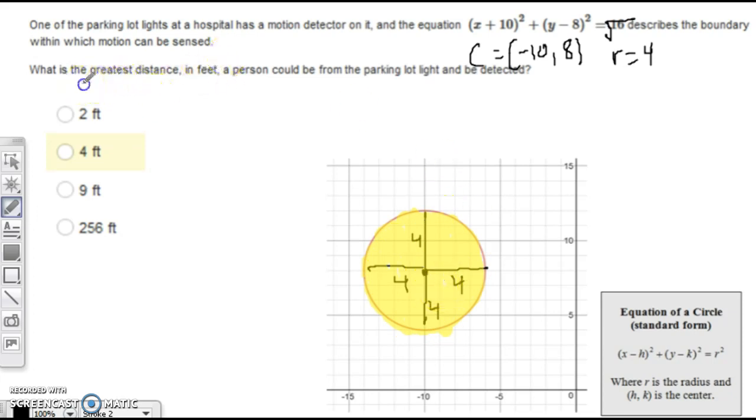And it wants to know the greatest distance the person can be from the light. Well, the furthest away they could be is somewhere on this red circle, right? Anywhere outside of the circle, and they're not going to be detected. Anywhere inside, it's not going to be the furthest away. And that distance from the light to the edge of the circle is 4 units. So basically, you just have to figure out the radius, and that tells you how far away the furthest they can be is.